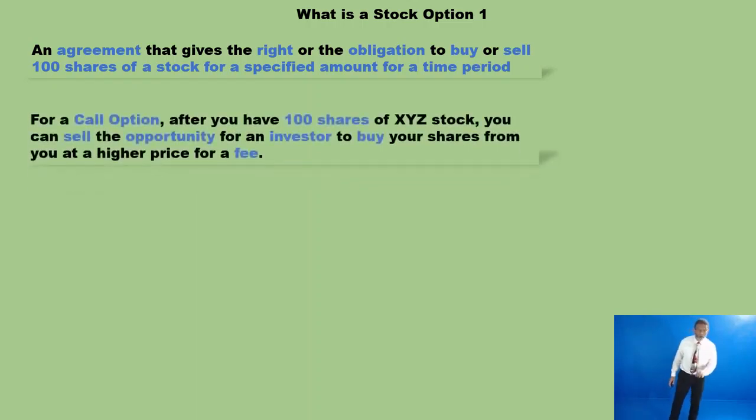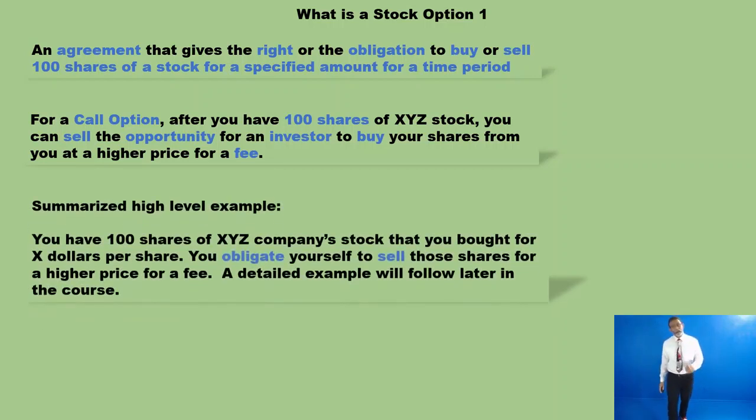For a call option, after you purchase 100 shares of XYZ stock, you can sell that opportunity to an investor to buy those shares from you at a higher price for a fee.